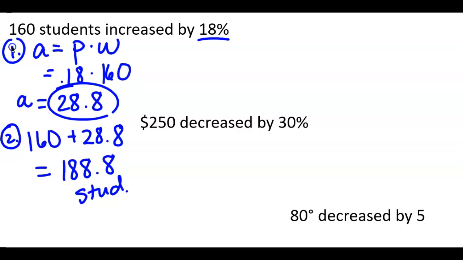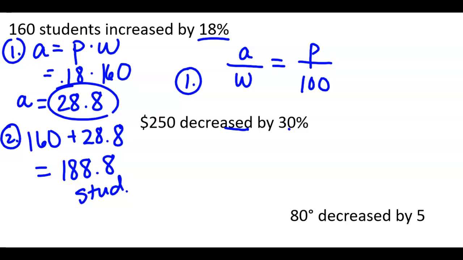Don't worry about decimals here. I know you can't have 0.8, but that's okay. All right, let's try the next one. $250 decreased by 30%. Well, step 1 would be figure out how much that 30% is. So we can do the proportion this time if you want.